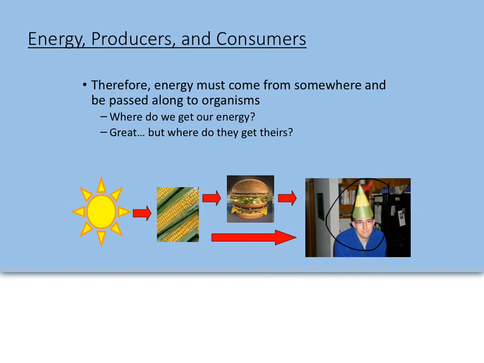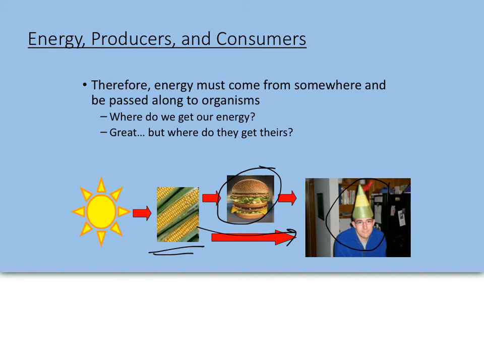As humans, we eat other organisms, right? So let's say you eat corn on the cob. Clearly you're eating a plant, and you get energy from that plant. But let's say you're not so healthy, and you eat a big hamburger. That is a whole bunch of other organisms, right? The beef is from a cow.